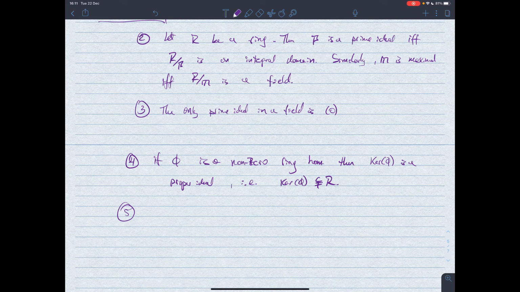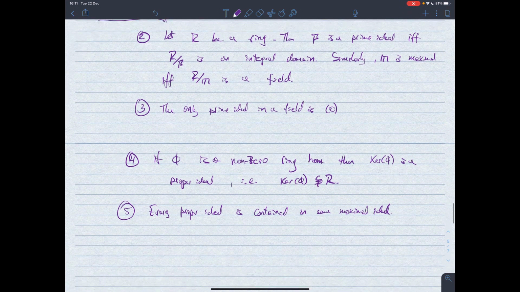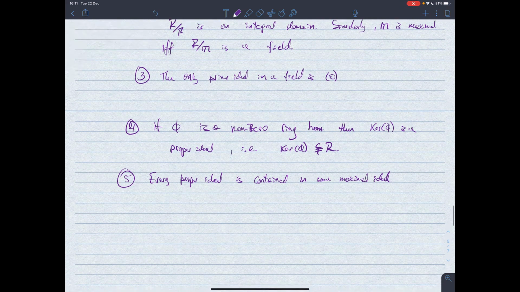5. Every proper ideal is contained in some maximal ideal. Great. Again, I'm not going to prove this. You should have seen this before, hopefully. If not, then trust me or go away and try and prove it.